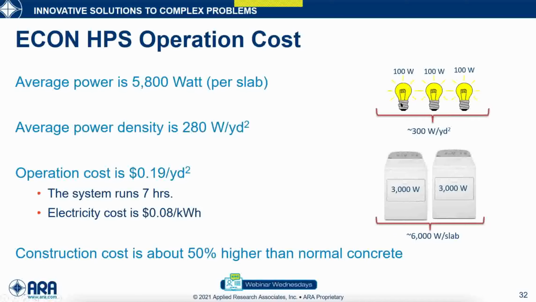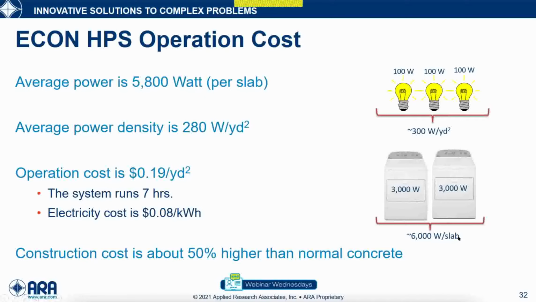This is equivalent to, for example, 3 light bulbs. I'm trying to make it easier to visualize the 280 watt per square yard. So it's like you are consuming electricity for 3 light bulbs. This is how much power you need in order to heat only 1 square yard. For 1 slab, it's equivalent to about 2 dryers, each consuming 3,000 watt, so a total of 6,000 watt per slab.